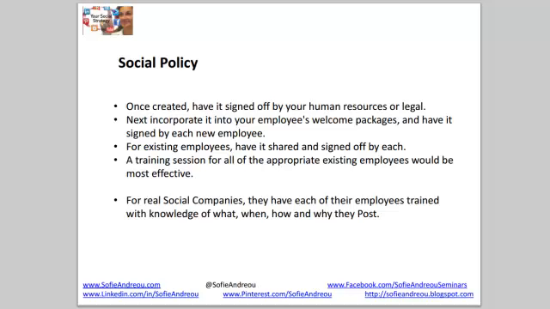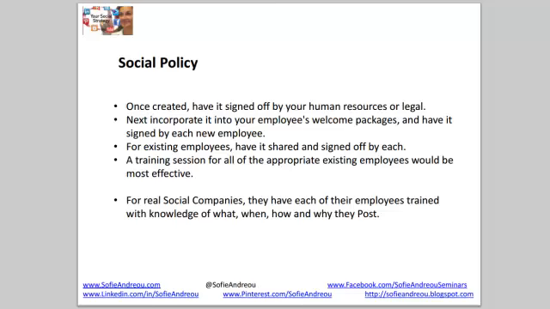Again, there should be a calendar so we know when the company is going to be posting on specific topics, so the employees would know to watch out for those specific topics during those times and share them out appropriately. For a real social company, each of their employees is trained with knowledge of what, when, how, and why they should post.